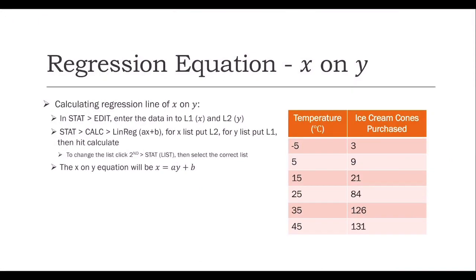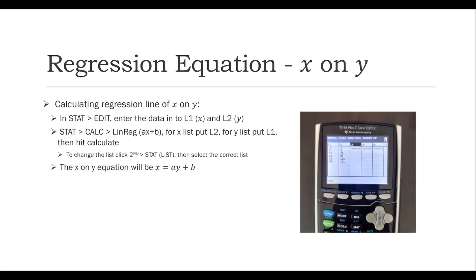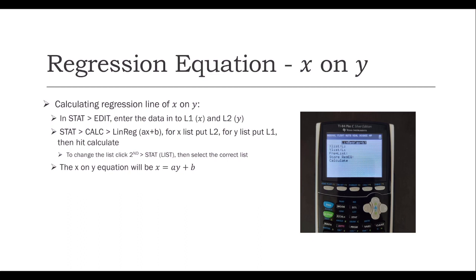So to calculate your regression equation, in stat, you'll hit edit, and then you'll enter the data into L1, your x values, and then your y values into L2, and then you'll hit stat, calc, linreg, ax plus b. So this is the same as our other regression equation. But for your x list, you're going to put L2, and for your y list, you'll put L1. And then you'll hit calculate. So here we have a table where it's temperature versus ice cream cones purchased. You'd enter your data, and then your x list is L2 and your y list is L1. To change the lists, you'll click second, stat, and then select the correct list that you want to use.